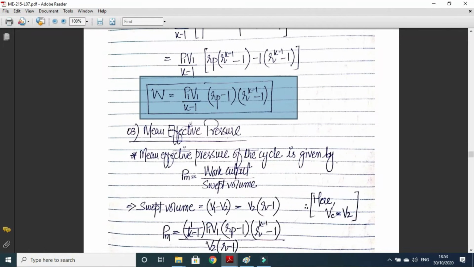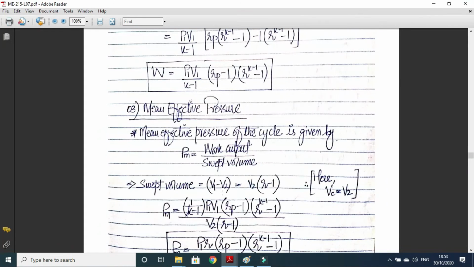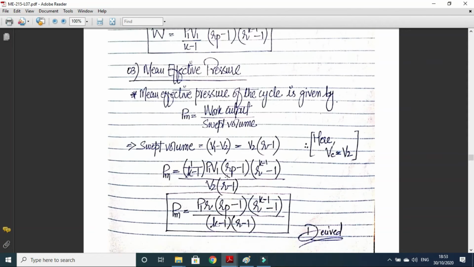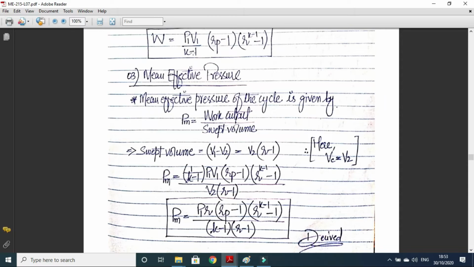Now mean effective pressure. Mean effective pressure formula is work output divided by swept volume. We have just derived the expression for the work output. We can use this, and swept volume is V1 minus V2. We can replace V1 with RV2. We can take V2 common out, V2 R minus 1. So we can put the values of these expressions. So work output is P1 V1 divided by K minus 1, RP minus 1, R to the power K minus 1 minus 1. So we have put this expression divided by swept volume.